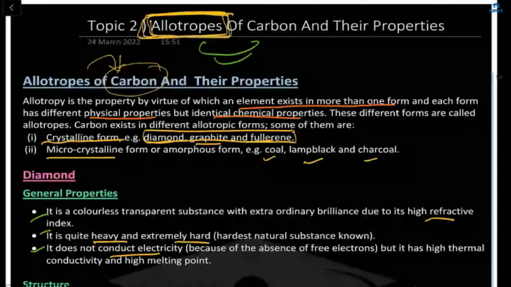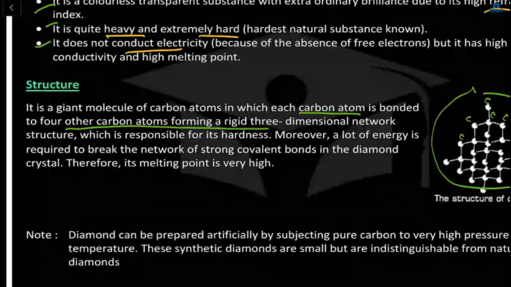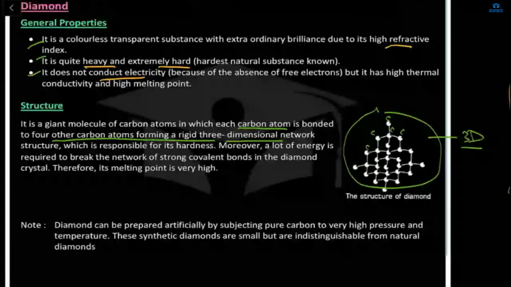So diamond is made up of carbon atoms, in which each carbon atom is bonded to four other carbon atoms. Again, this carbon atom is bonded to other four. This is bonded to other four. This is bonded to other four. Okay, like this. So each carbon atom is bonded to four other carbon atoms, forming a 3D network. See, this looks like a 3D structure, right? So this forms a 3D network by carbon combining with four other carbon atoms.